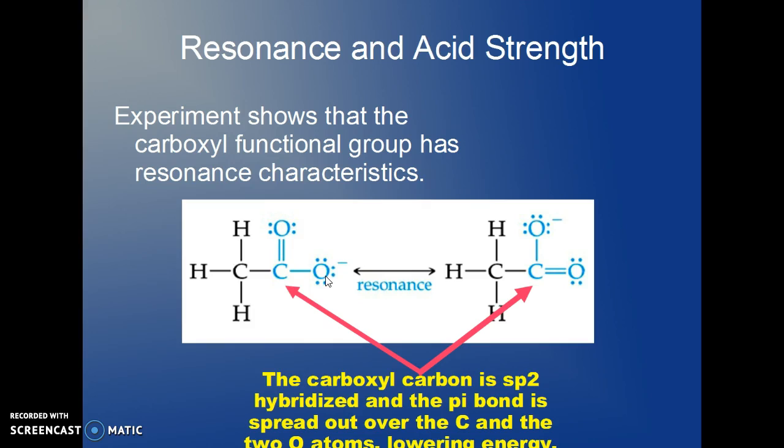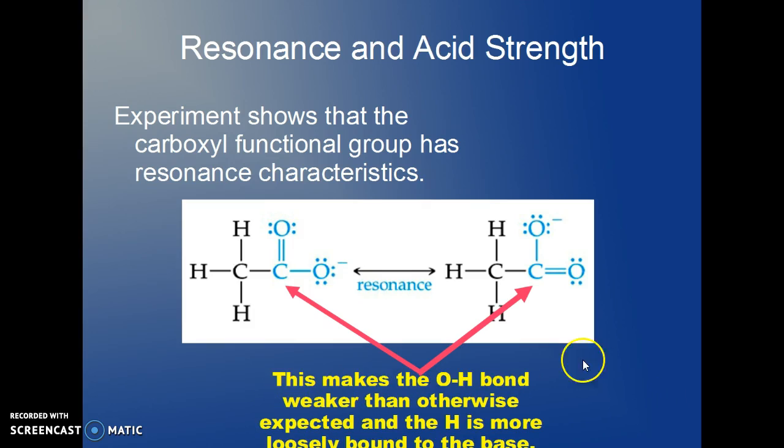What this does, when you can draw it either way, when you've got the sp2 hybridization spread across these molecules and you're not quite sure where the bond is, that gives a lower energy than if the bonds were fixed in position. And with the lower energy, of course, that means you have a higher acidity. The OH bond then between whichever oxygen you're talking about and the hydrogen that would come off it for an acid, the hydrogen then is more loosely bound to the base.